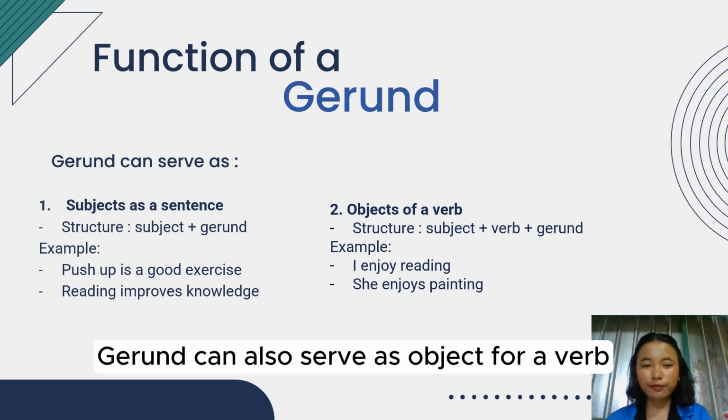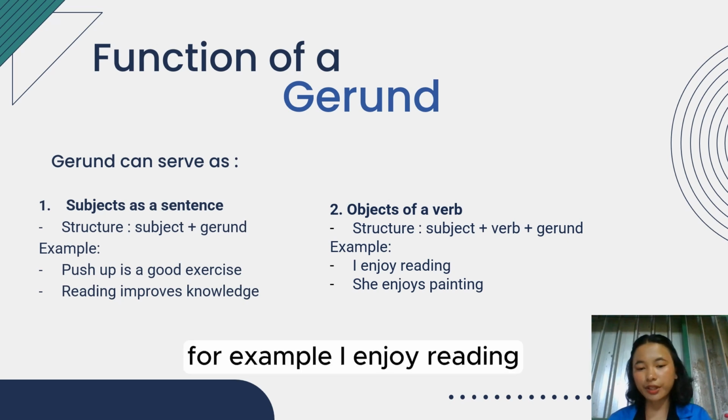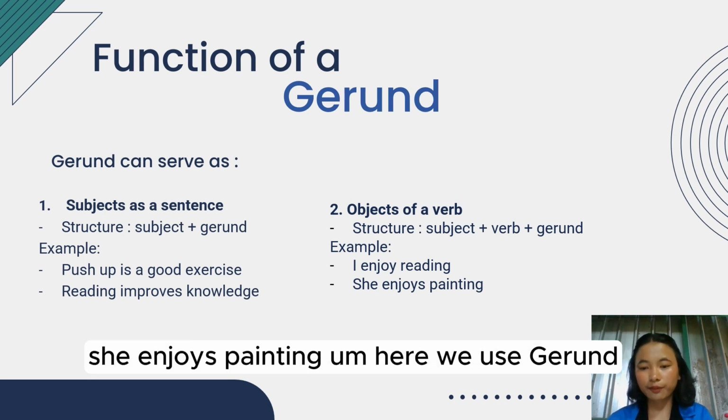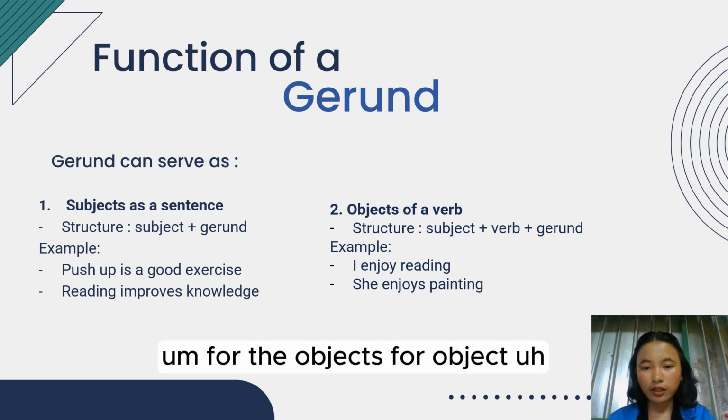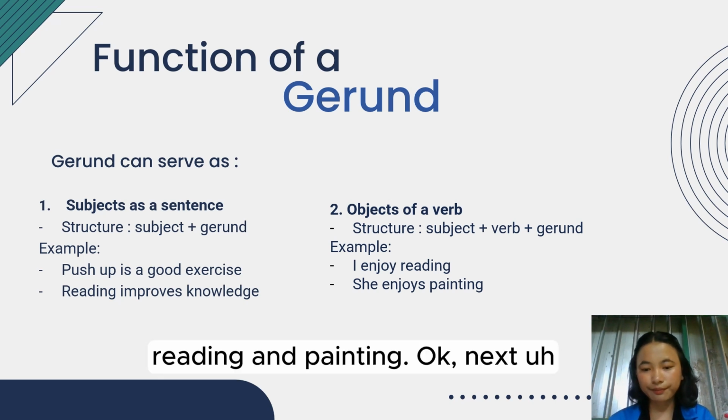A gerund can also serve as the object of a verb. The structure is subject plus verb plus gerund. For example, "I enjoy reading." "She enjoys painting." Here we use gerunds as the objects, reading and painting.